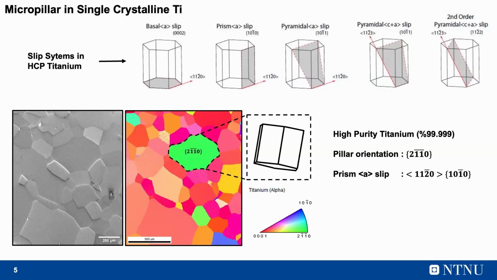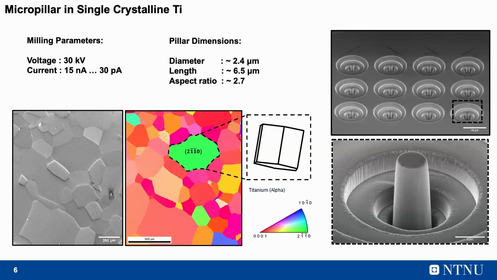After deciding this orientation and identifying the grain, we fabricated the micropillars by using the plasma FIB. These are some details about the milling parameters, where we start with 15 nanoamps and decrease the current down to 30 picoamps. And these are the dimensions of the pillars, where we have a diameter of around 2.4 micrometers and a length of around 6.5 micrometers, with an aspect ratio of around 2.7.